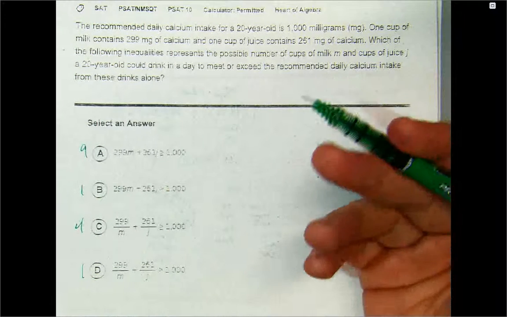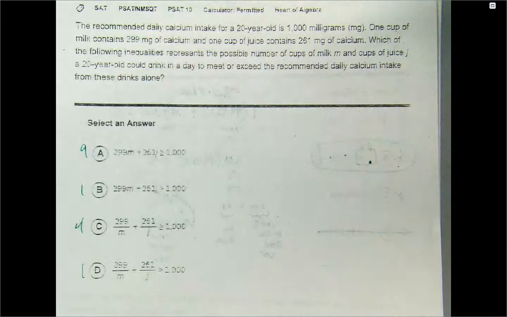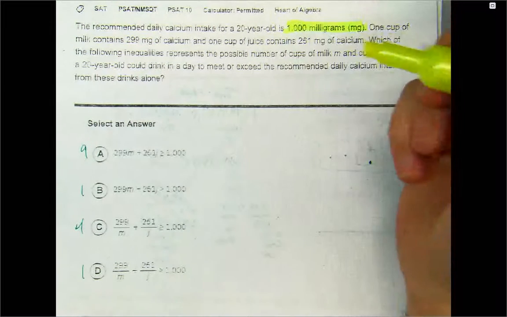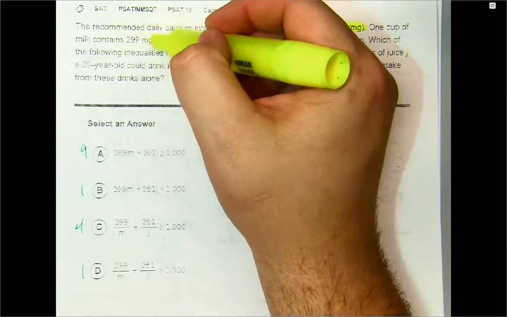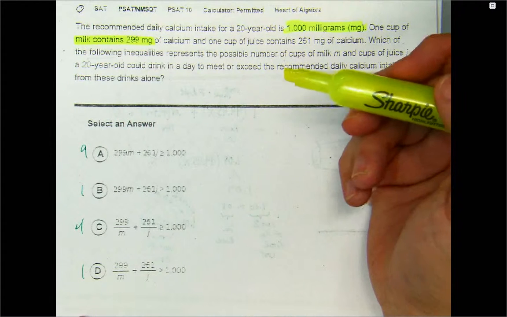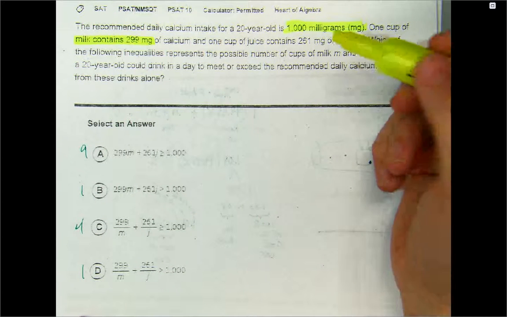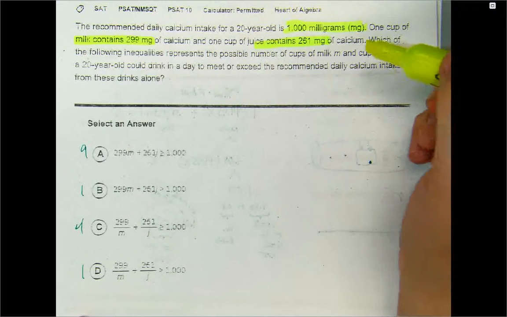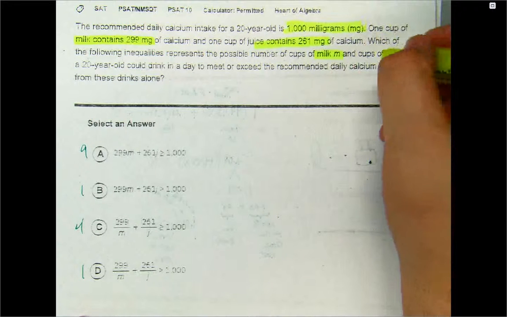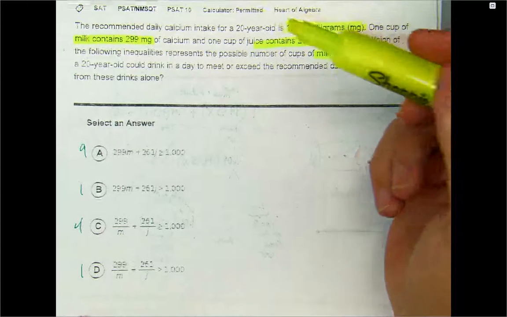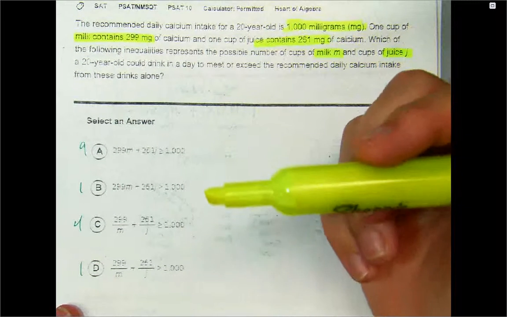Now, in this problem, it says a 20-year-old needs 1,000 milligrams of calcium per day. Ladies and gentlemen, please. Milk contains 299 milligrams. Juice contains 265, and we're going to talk about the number of cups of milk and the number of cups of juice that you drink during the day if you're 20 years old. And what's the phrase that tells us what type of symbol we're going to use to relate these two numbers?